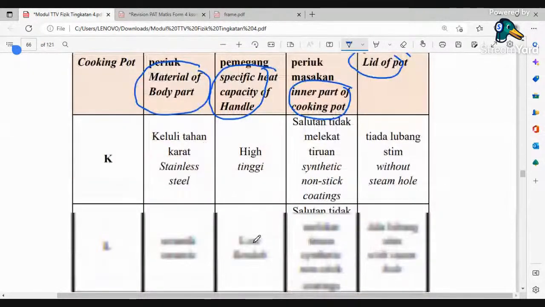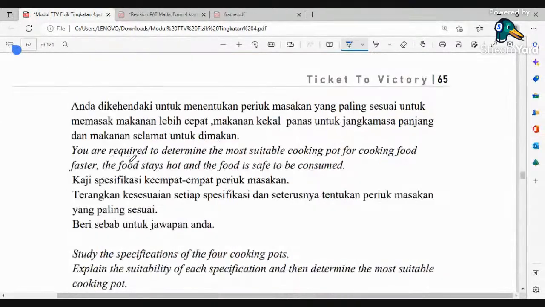Okay, so read through all the questions first. Look further below. You are required to determine the most suitable pot: cooks food faster, food stays hot, and the food is safe to be consumed. Okay, if it stays hot, it means it will keep the heat for a longer period. Specific heat capacity should be larger, not smaller. Okay, if smaller, it cools quickly. Heats up fast, it also cooks fast. Okay, the food stays hot and the food is safe to be consumed.